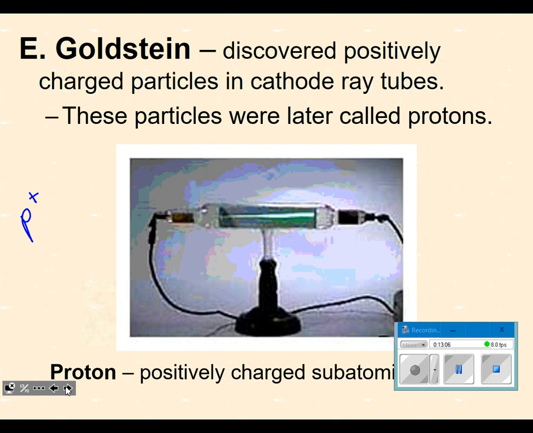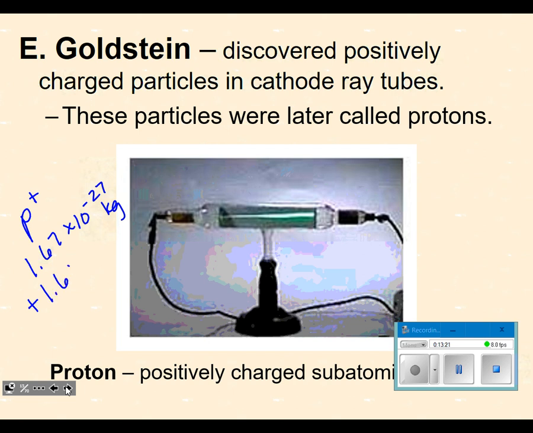They have a mass of 1.67 times 10 to the negative 27th kilograms. And believe it or not, their charge is exactly the same as an electron, but it's positive. So it's positive 1.6 times 10 to the negative 19th coulombs, which makes sense because when you put positive protons and negative electrons together, they become neutral, and that's because they have the same value of charge.